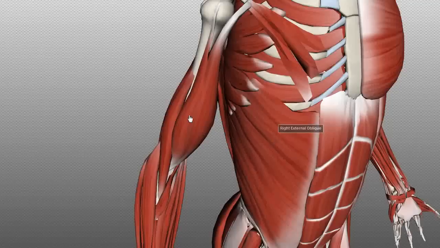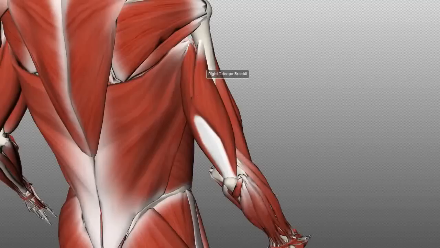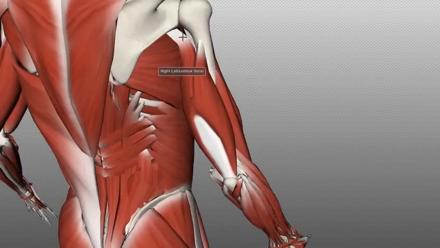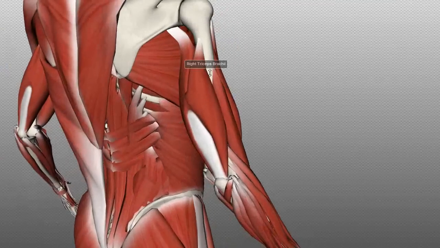Finally, the posterior compartment of the arm only has one muscle, the triceps brachii. The tri refers to the three heads of this muscle: the long head and the medial and lateral heads. I'll dissect away the latissimus dorsi and the rotator cuff muscles, and we can see the origin of this muscle on the infraglenoid tubercle of the scapula.